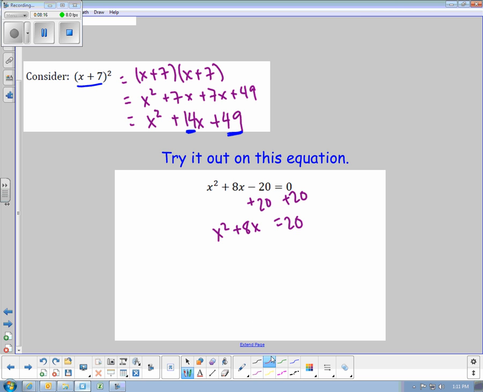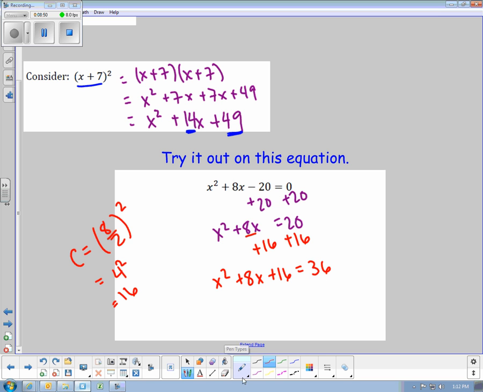Now, I need to figure out what the c is that I need to add on. So I'm going to add c, which is going to be 8 over 2 quantity squared. That's the b term, this 8 from the middle term, divided by 2, cut in half, quantity squared. That's 4 squared, which is 16. So that's what I'm going to then add to both sides. I have to keep the equation balanced just like always. So I end up with x squared plus 8x plus 16 equals 36.